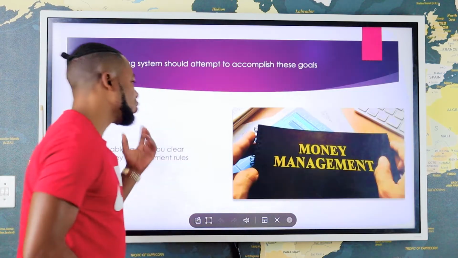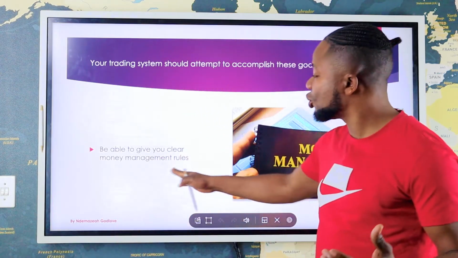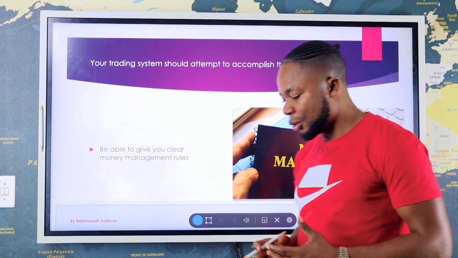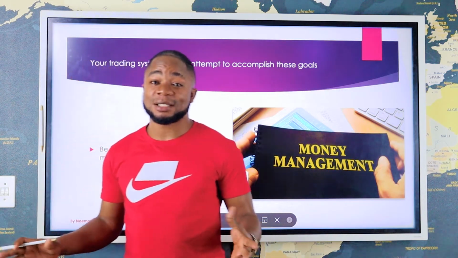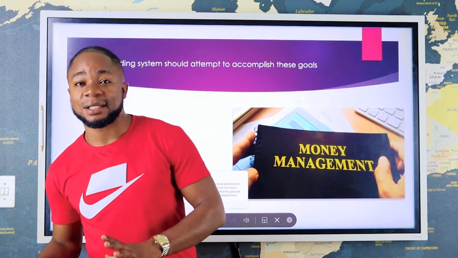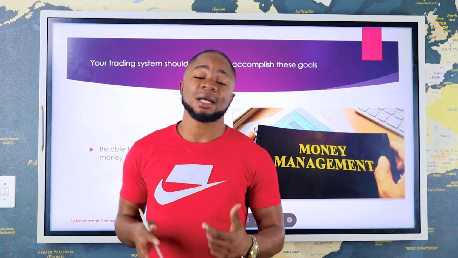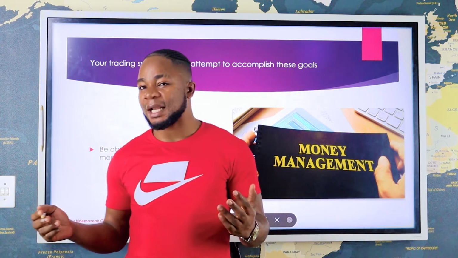Then let's go to the last one, where we're talking about your system being able to give you clear money management rules. You know, there's something in trading. The 2 most important things in trading, or the 2 decisions you can take in trading, you can either buy or sell. Whether you've been trading for 10 years, 20 years, or 100 years, there are only 2 decisions you can take. You can either buy or you can sell.